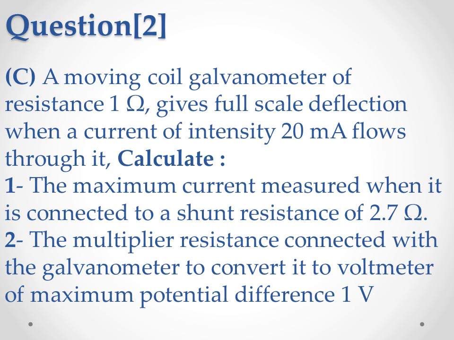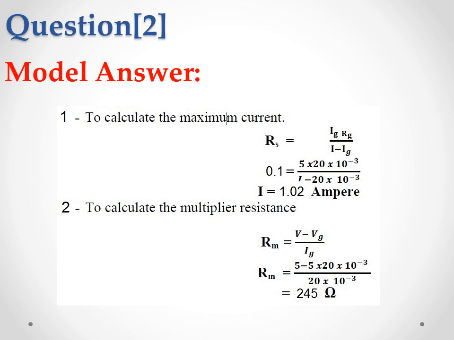Question 2. C. The moving coil galvanometer of resistance 1 ohm gives full-scale deflection when a current of intensity 20 mA flows through it. Calculate: 1. The maximum current measured when it is connected to a shunt resistance of 2.7 ohm. 2. The multiplier resistance connected with the galvanometer to convert it to a voltmeter of maximum potential difference 1 volt. Model answer.